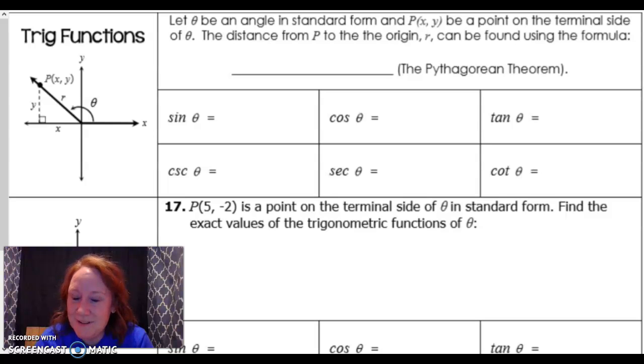All right, we are now getting closer and closer to all of the fun and goodness that we're going to use with trigonometry. So, trig functions as points and finding angles that go with that. Let theta be an angle in standard form. Let the point (x, y) be a point on the terminal side of theta.